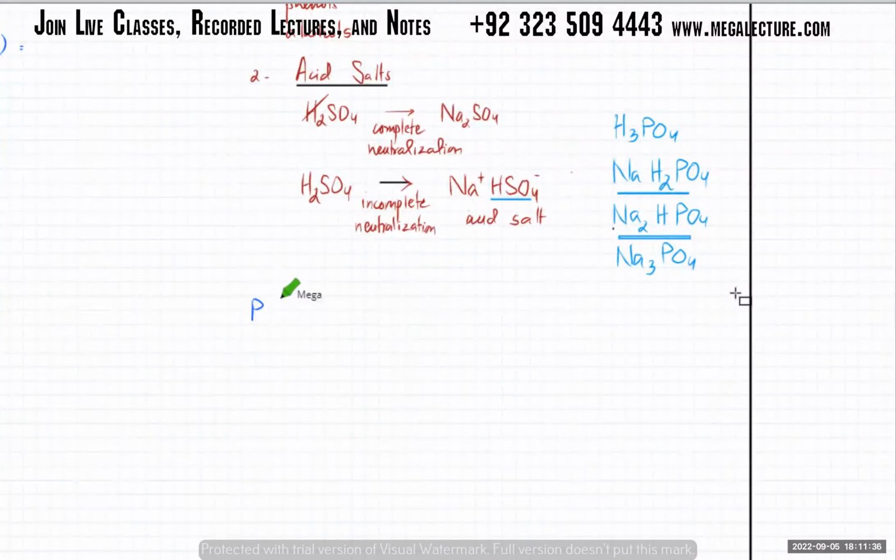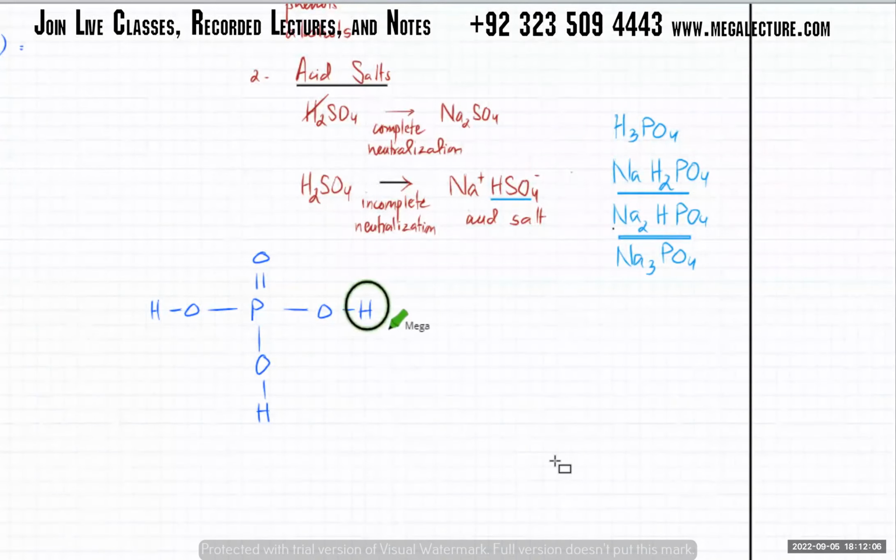P is making a double bond with oxygen and it's making single bonds with 3 OH groups. One is on the left side, and then you've got one at the bottom, okay? So that's what H3PO4 is. And it's got 3 H plus 1 ions. One by one, it actually loses those 3 H plus 1 ions. But it's not going to happen in one go.